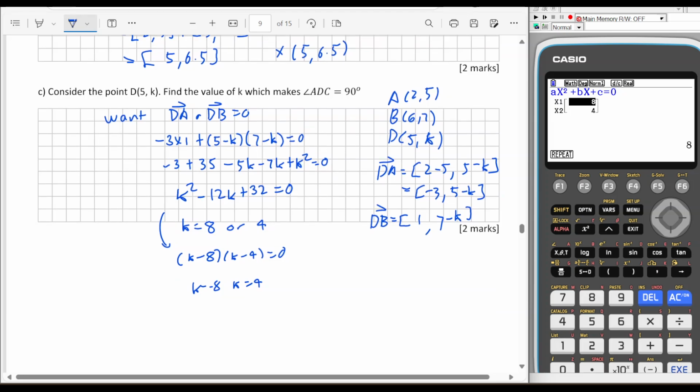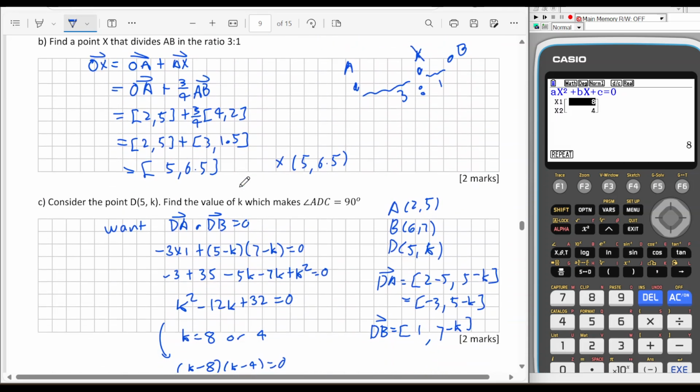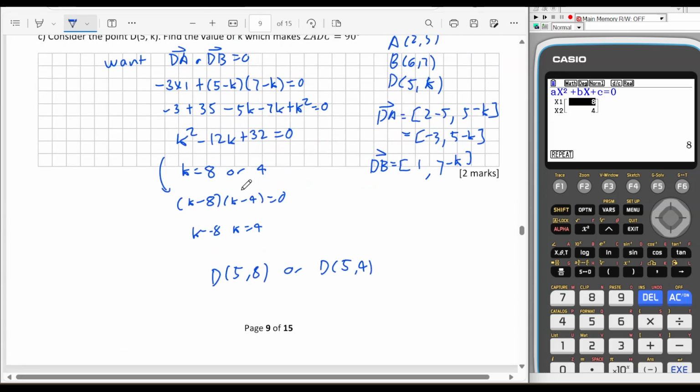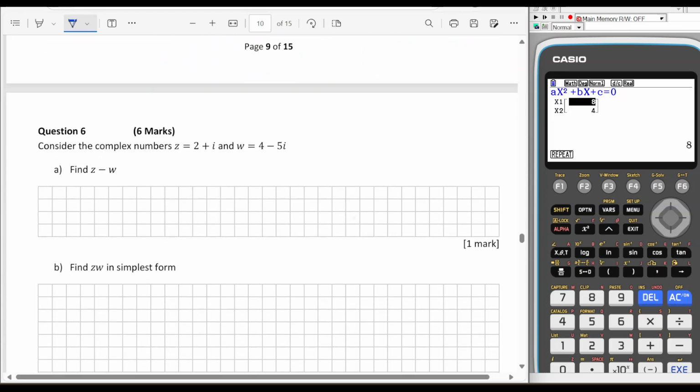So we actually have the point D would be (5, 8) or D would be (5, 4). And if you want, you can actually go through and check that you would get 90 degrees there. Who would have thought? Quadratics, they show up everywhere.